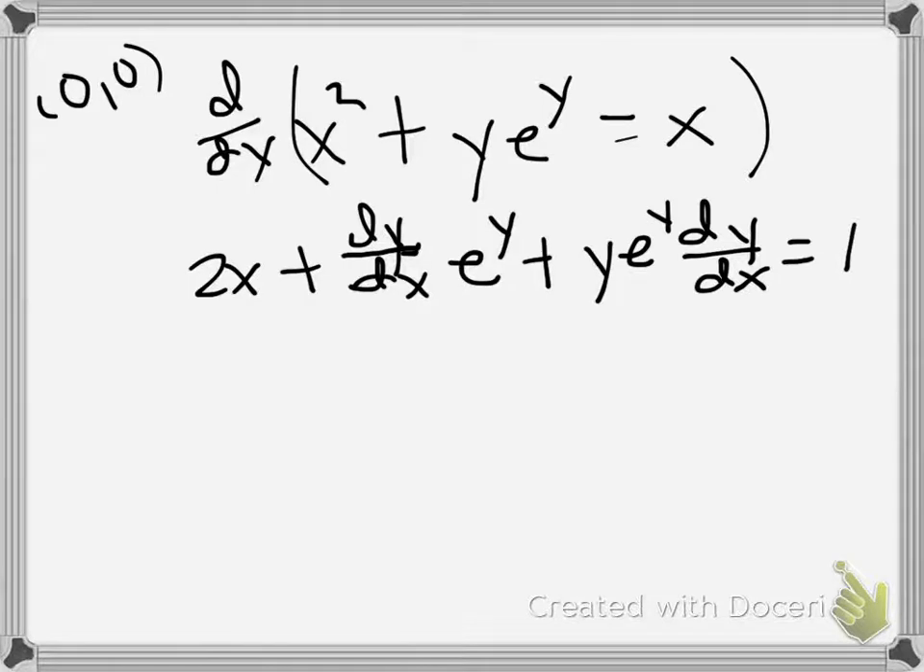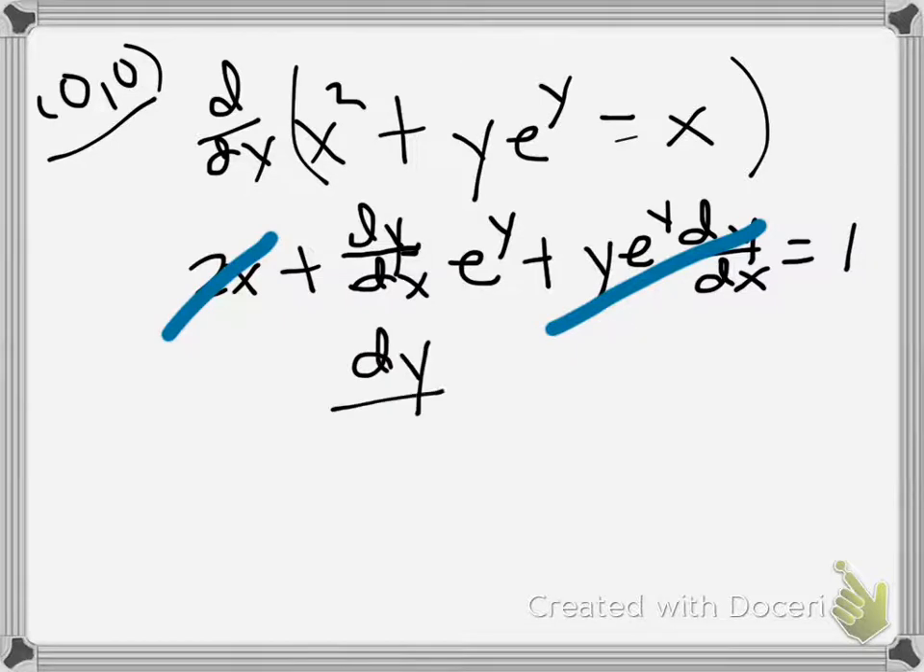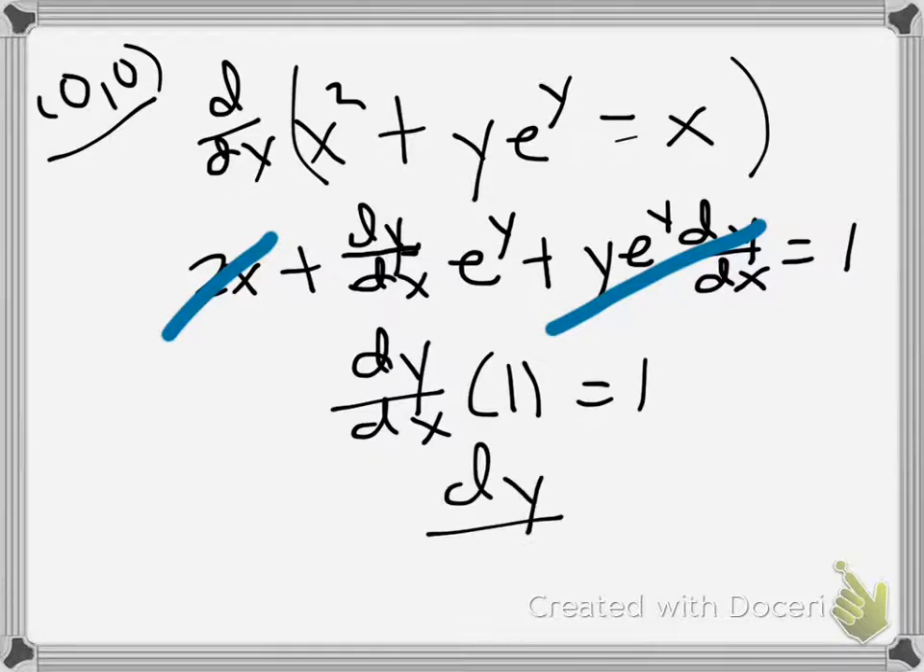Now, in the corner, I wrote down that we're at 0, 0, and I'm going to use that right now, because I don't want to solve for dy dx. I just want the slope. So let's make x and y 0. So that's going to kill this term and this term. But e to the 0 is 1. So this middle term will just be dy dx times 1. That's going to equal 1. So dy dx is 1. And of course that means the slope of this line is 1.